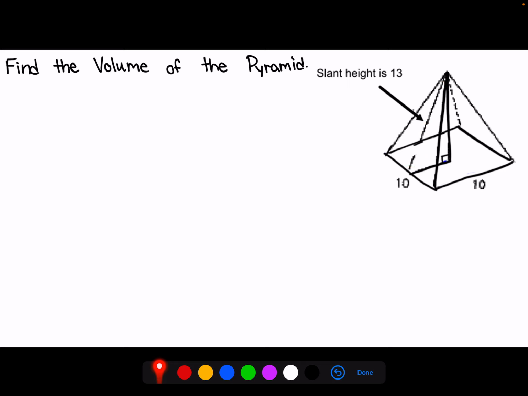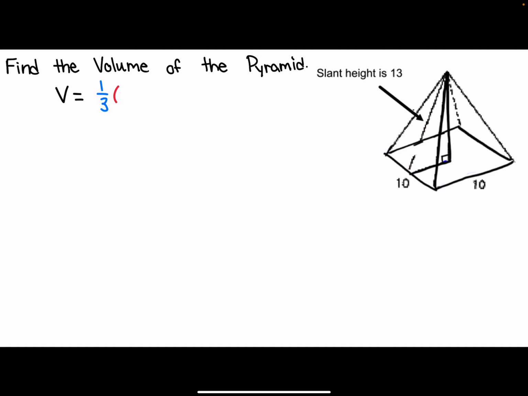Since this is a square, we should be able to find this distance down below here. Since it goes to the middle of our pyramid, that means that this distance should be 5 units in length. So if it's 5 units in length, I can use the Pythagorean theorem to solve for the height of my pyramid. So therefore, I'm going to have 5 squared plus h squared equals 13 squared.